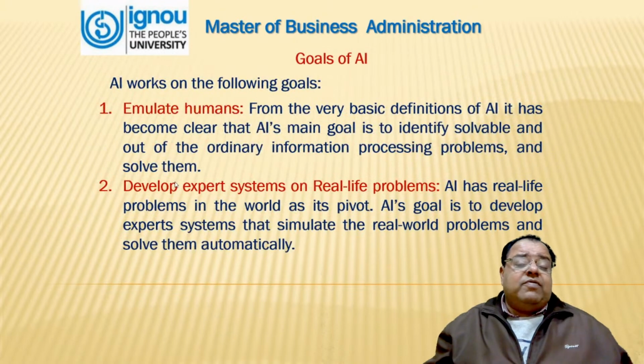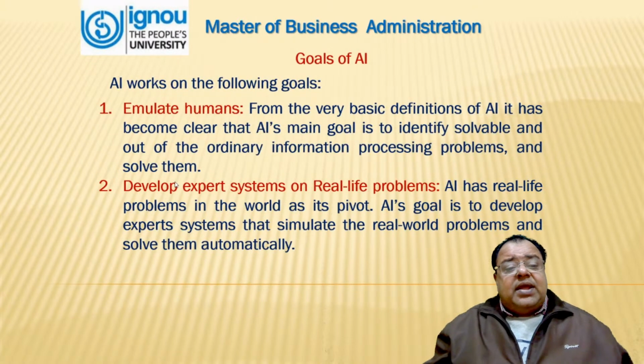What are the goals of artificial intelligence? Artificial intelligence works on the following goals. Number one, emulate humans. From the very basic definition of artificial intelligence, it has become clear that its main goal is to identify solvable and out of the ordinary information processing problems and solve them.